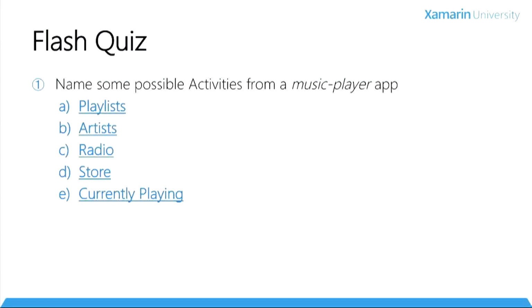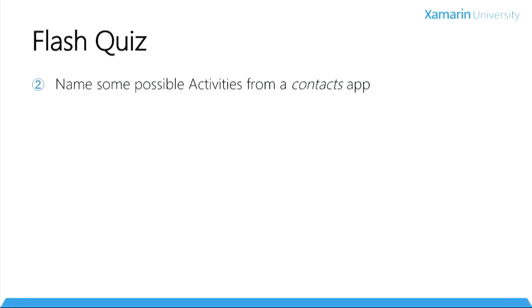So here's some examples that we chose. Just think about the things that the user can do with the app. Right? They can define playlists. They can list their music by artist. Some apps allow you to play the radio. They can go to the store to acquire new content. And there's probably a currently playing view to let them do things like move forward or back, play, pause, and adjust the volume.